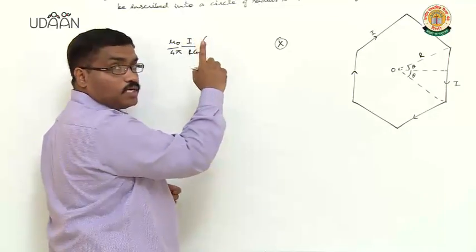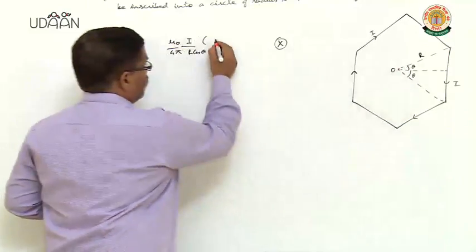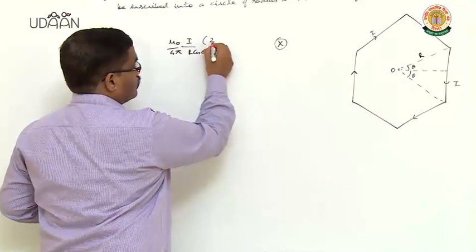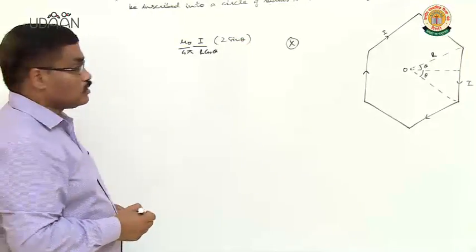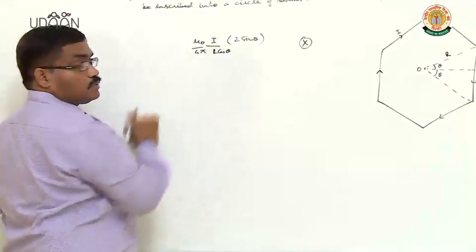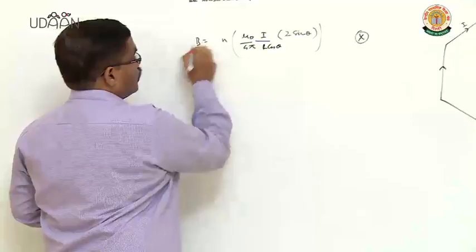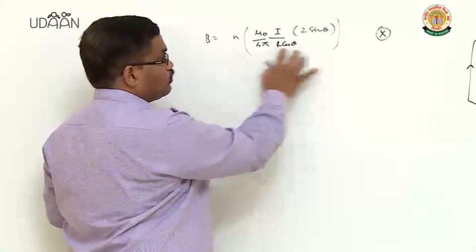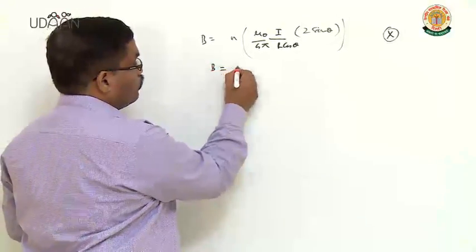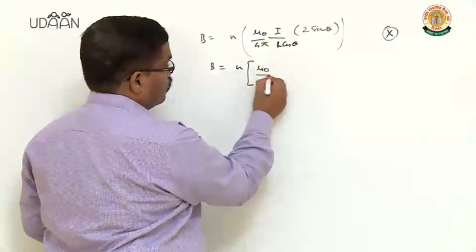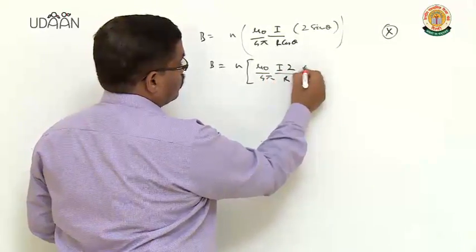In the formula it was sine phi 1 plus sine phi 2. Now here you can see the angles subtended are theta and theta. So I'll write it as sine theta plus sine theta, that is 2 sine theta. Now this is the field produced by one element. Now like this you have how many? You have n. So the total field at the center can be written as n times the field produced by one segment. Or in other words, the field produced B will be equal to n into mu naught upon 4 pi I into 2 divided by R into tan theta.